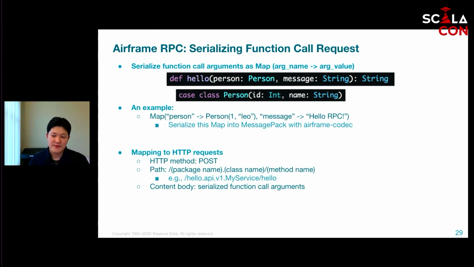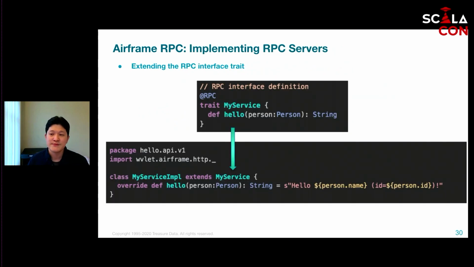After serializing function arguments, we need to send this data through the network over HTTP. We are going to use the HTTP POST method. The access path is defined like package name dot class name, for example hello.api.v1.MyService, followed by /hello. This mapping will be automatically generated once you define the Scala interface for your RPC. Then the content body will be just the serialized function call arguments.